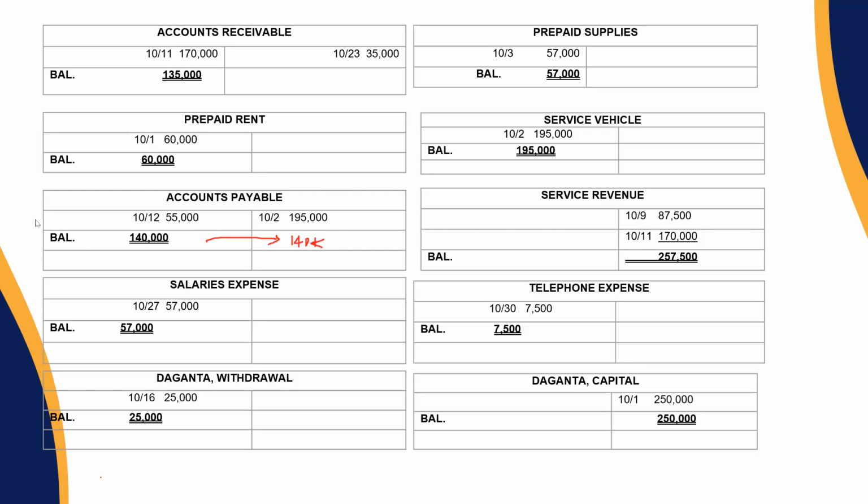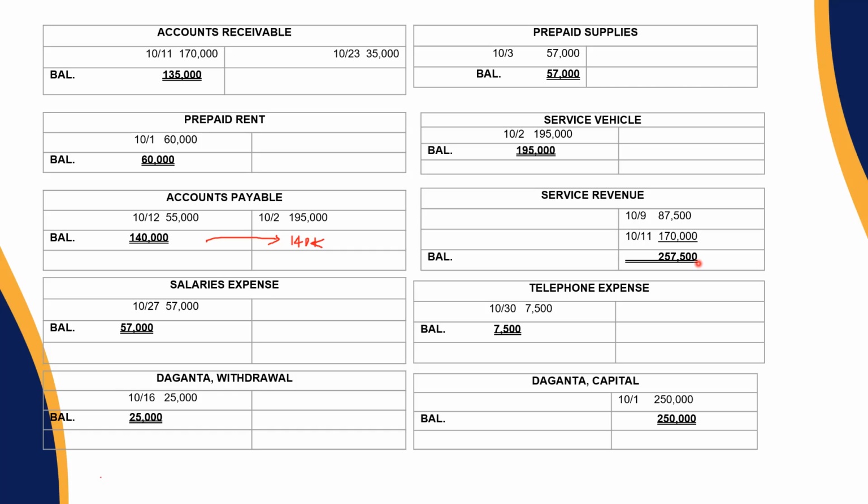What about our service revenue? Service revenue natin, we have two transactions, October 9 and 11. So we have 87,500 and 170,000 pesos. So we have a total of 257,500. So this is how we make our posting, no, from journal to ledger.